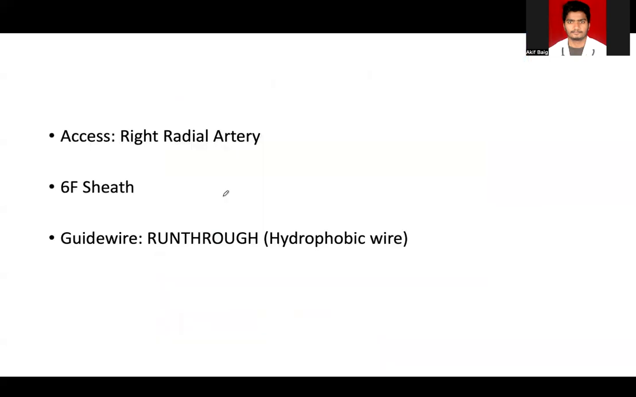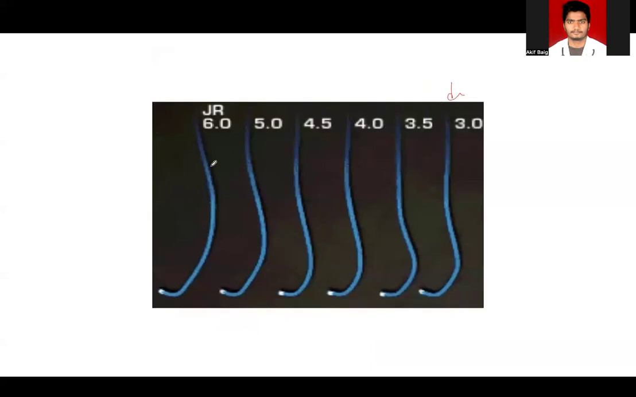So an important thing to remember is that during this procedure, we accessed the right radial artery. A 6F sheath was taken and the guide wire used was Runthrough. First, the guide which we took was a JR guide. So JR guides look like this. You can see here JR 6 French, 5 French, 4.5, 4, 3.5. The JR guide was taken because JR guides usually work very well for the right coronary arteries.